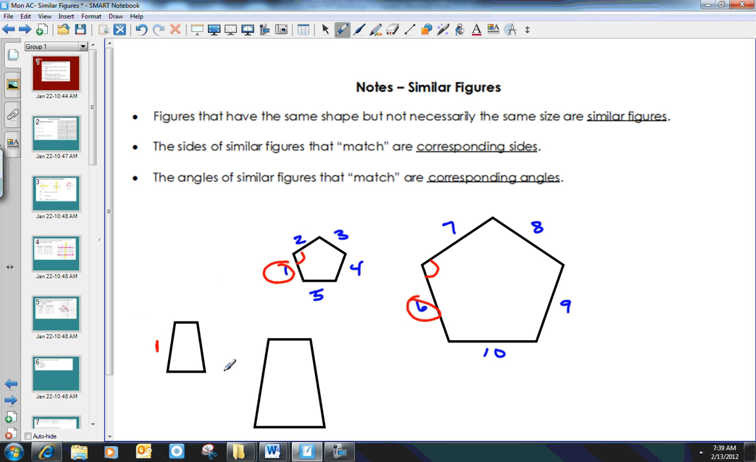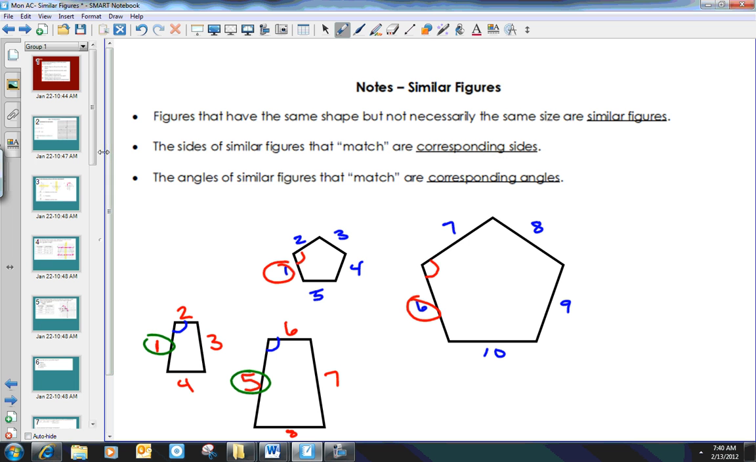Side 1 here would correspond to side 5 there. These are matching sides. Side 2 and side 6 would go together. 3 and 7 go together. 4 and 8 go together. Okay, so my corresponding sides here that match are 1 and 5. And then of course your corresponding angles are the ones that also match. This angle and this angle match, so they are corresponding.